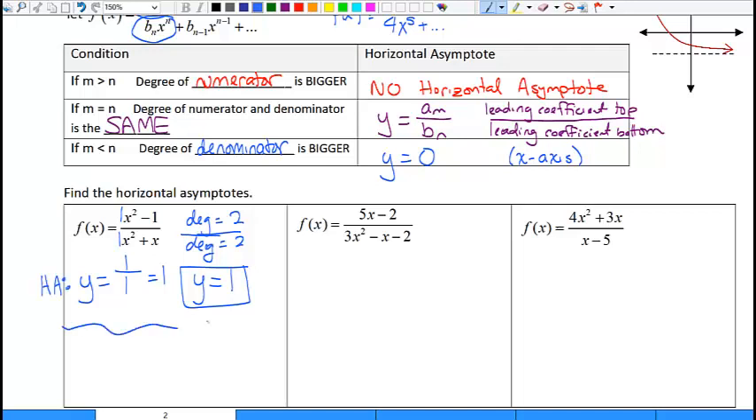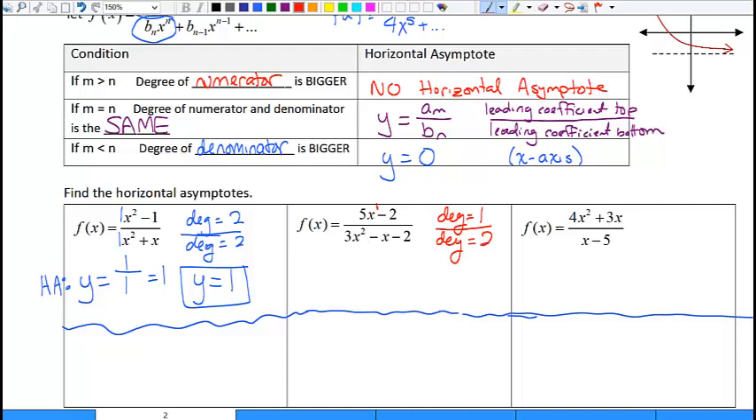Now we're going to come back and use the space at the bottom for another activity, so just go ahead and leave a little space there at the bottom, okay? And let's do the next problem. The degree of the numerator is 1. The degree of the denominator is 2. So comparing the numerator and the denominator, which one's bigger? Well, in this case, the denominator is bigger. So that's our third case where the degree of the denominator is bigger. So my horizontal asymptote will be y equals 0.